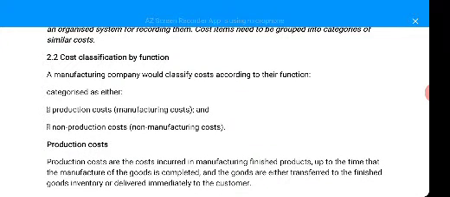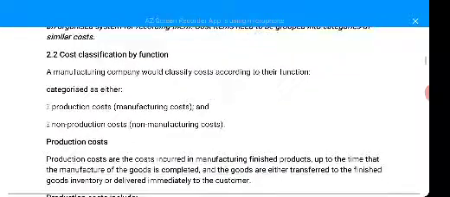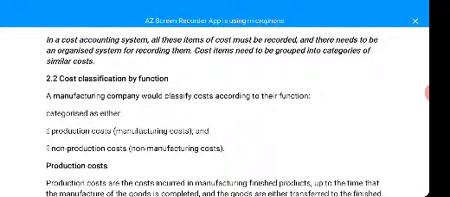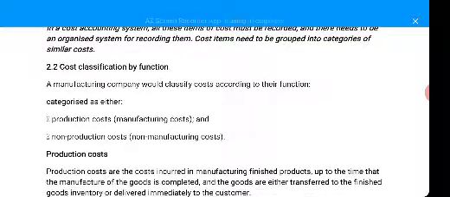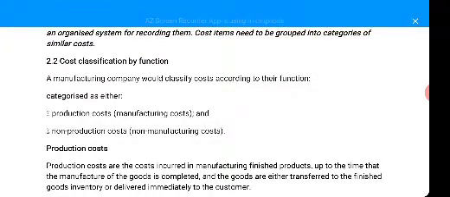Let's talk about cost calculation by function. Now let me brief you on the meaning of function. In any organization or company, there are functional departments, functional areas. We hear about the production department, the sales and marketing department, the admin department, the finance and accounting department, the procurement department, the research and development department, and the human resources department. These departments are also called the functional areas. So costs incurred in such departments are called functional costs.